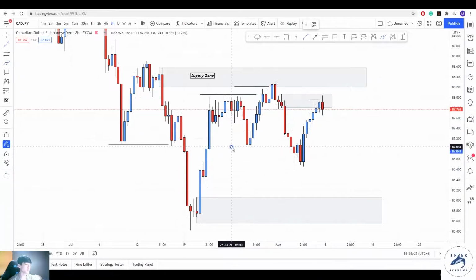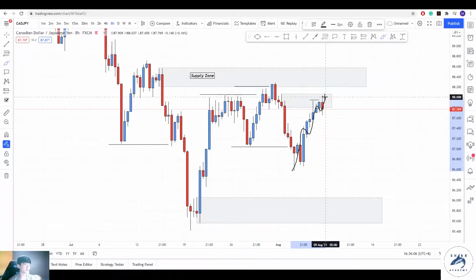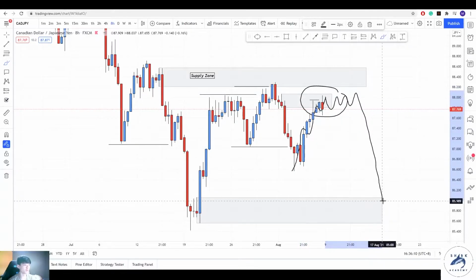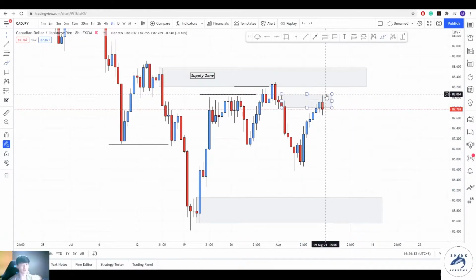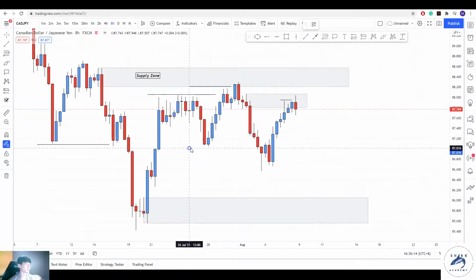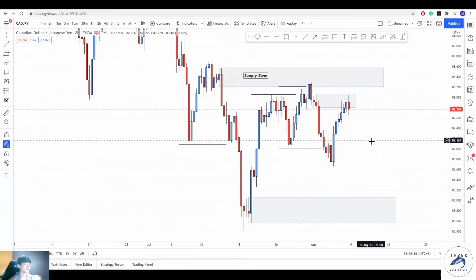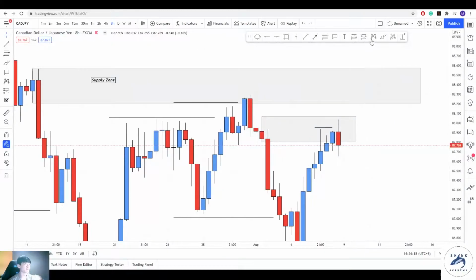This break of structure made us believe that prices are likely to hit into these areas, give us some sort of distribution before moving lower. So this is the trade idea for CAD yen. And how are we looking to get involved? You can see on the 8 hour time frame, this is a liquidation of highs over here.